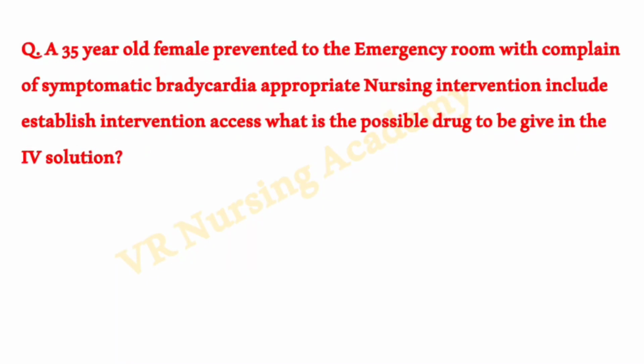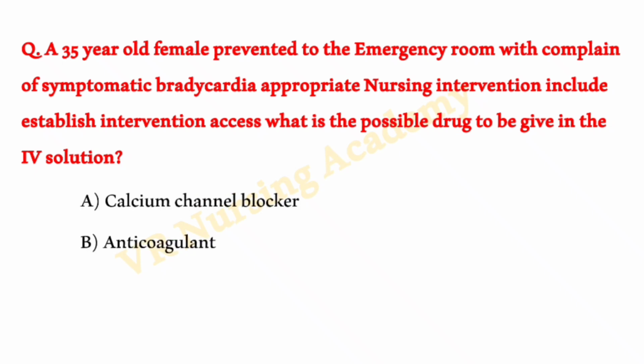Next question. A 35-year-old female presented to the emergency room with complaint of symptomatic bradycardia. Appropriate nursing intervention includes establishing intravenous access. What is the possible drug to be given in the IV solution? Option A. Calcium channel blocker. B. Anticoagulant. C. Atropine. D. Digoxin. Which correct answer is? Option C. Atropine.